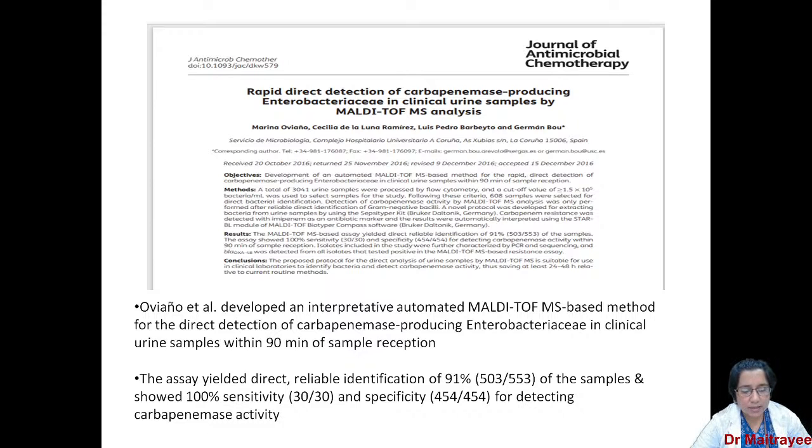And the assay yielded direct, reliable identification in 91%, that is 503 out of 553 samples, and showed 100% sensitivity and 100% specificity for detecting carbapenemase activity in these samples.